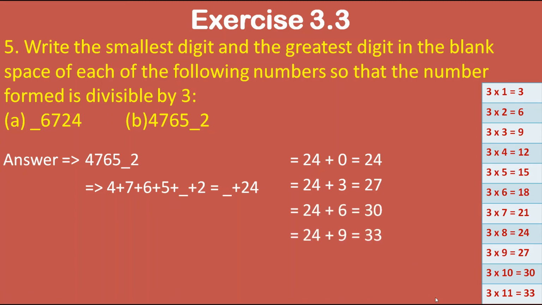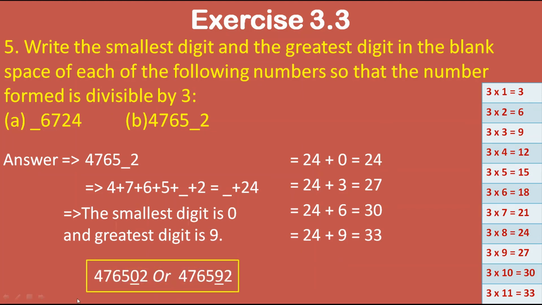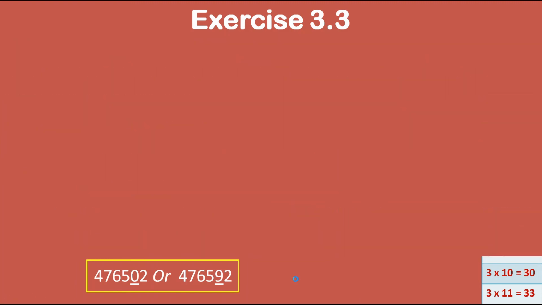Above that we can't find, because to get the next multiple we would have to add a 2-digit number, and we don't want to add a 2-digit number. So here we have 4 possibilities and they have told us to find the smallest and greatest digit. So here 0 is the smallest and 9 is the greatest digit. Therefore the number must be 4,76,502 or 4,76,592.